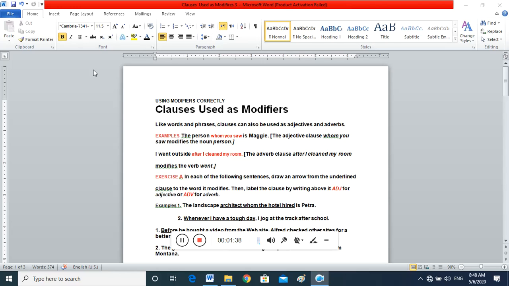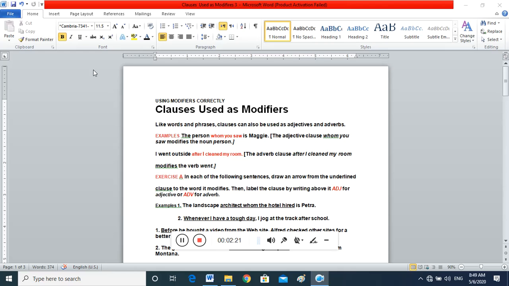Okay, let's see the first example. The person whom you saw is Maggie. Here, the clause whom you saw is describing Maggie, a noun, so it's an adjective. I went outside after I cleaned my room. Yes, after I cleaned my room describes the verb went, so it acts as an adverb.